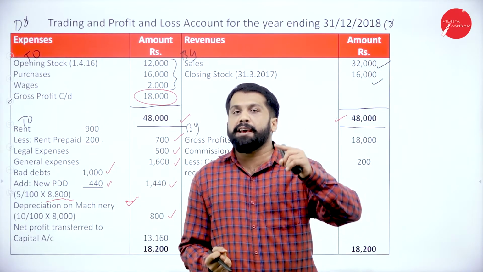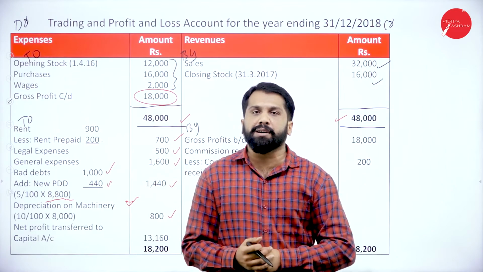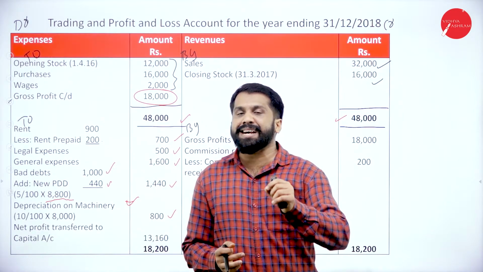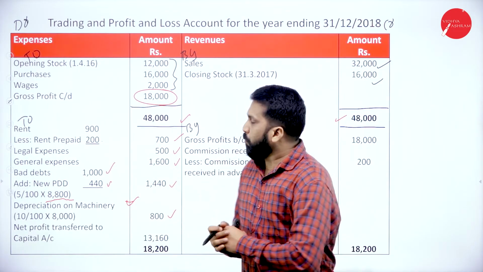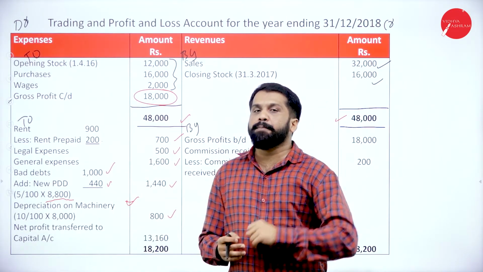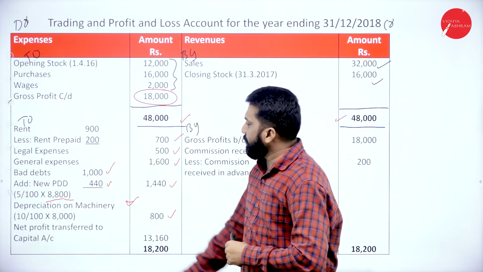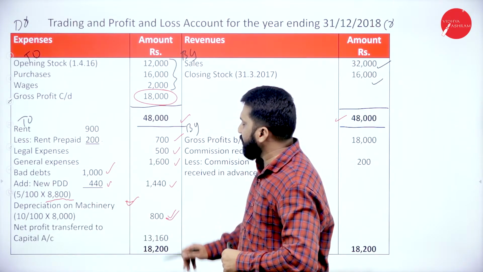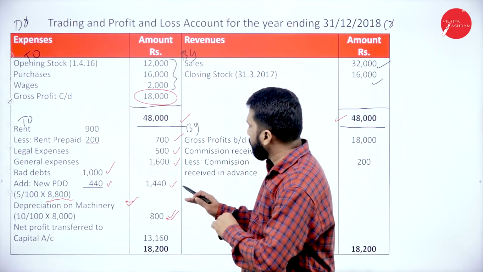Why? Because every year you are losing 1,000. That 1,000 is the expenditure for you. So 1,000 you have to show here, and the remaining will be shown in the balance sheet. Now, as per this, 8,000 into 10%, we get 800. We are done up to this.